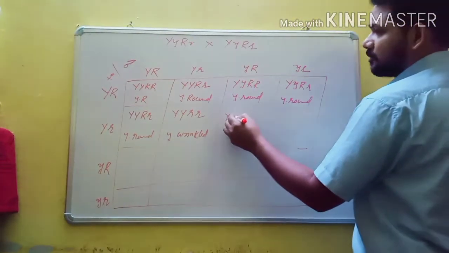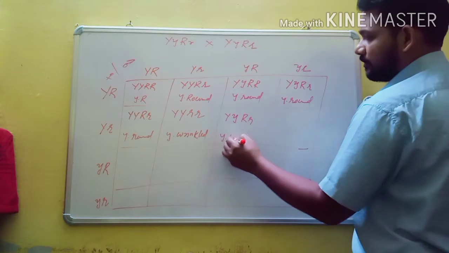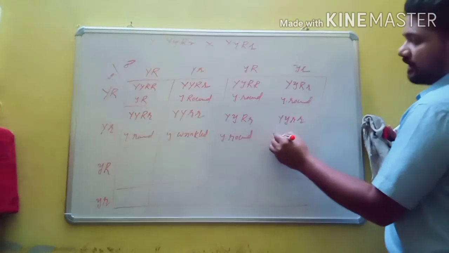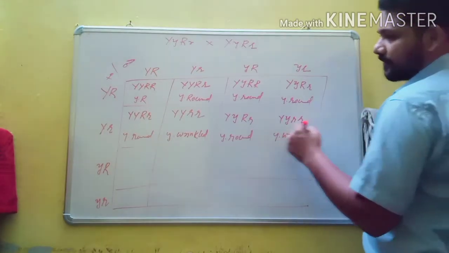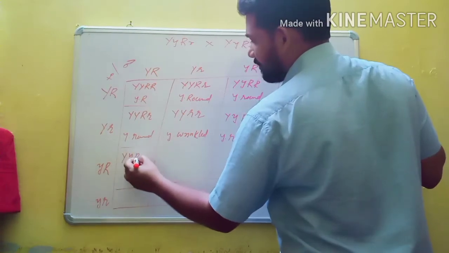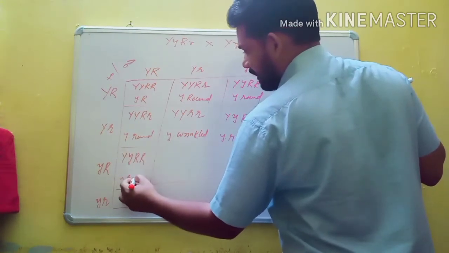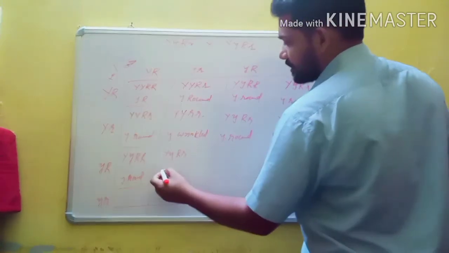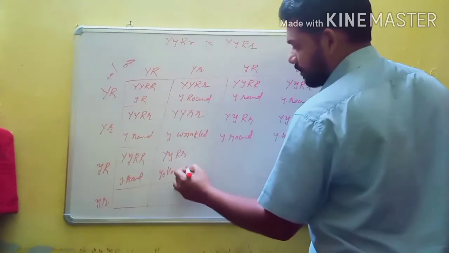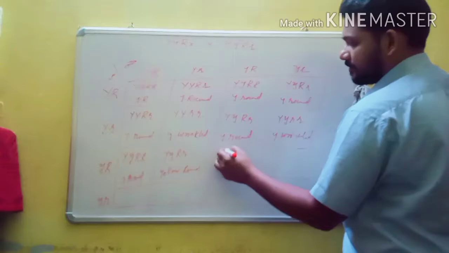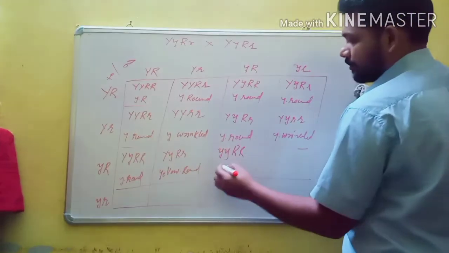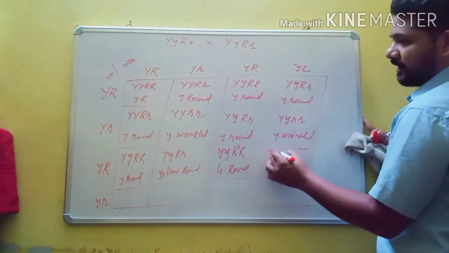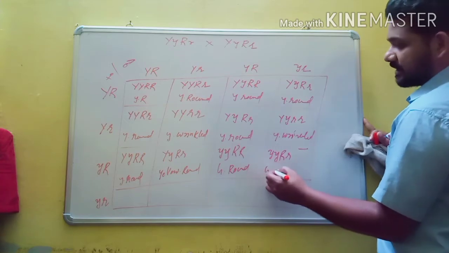Next capital Y, capital R, small r: yellow round. Capital Y, small r: yellow wrinkled. Next capital Y, capital R: again yellow and round. Capital Y, capital R, small r: this is also yellow round. Small y, capital R: so green round. This parent is green and round. Small y, capital R, small r: this is green and round.